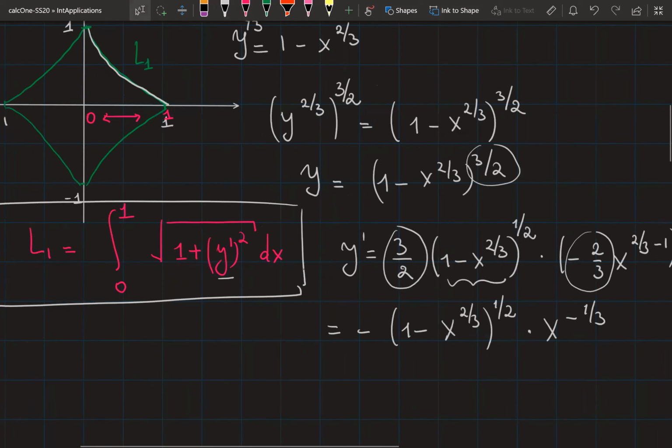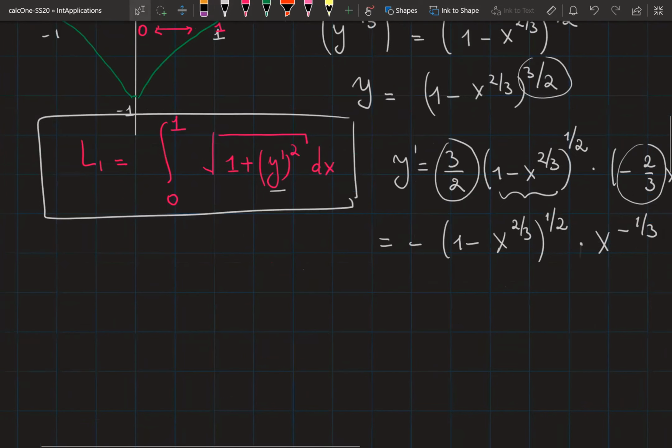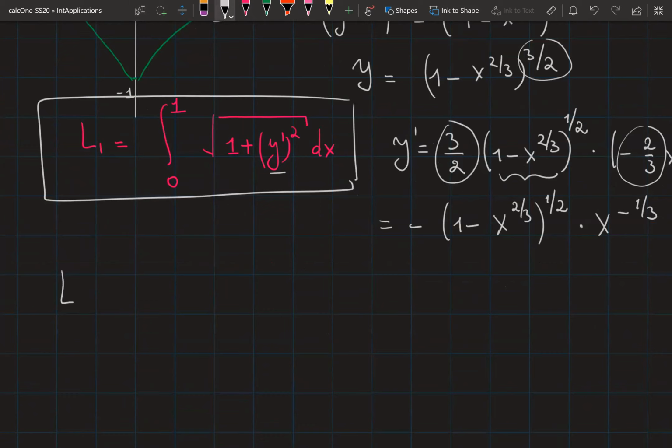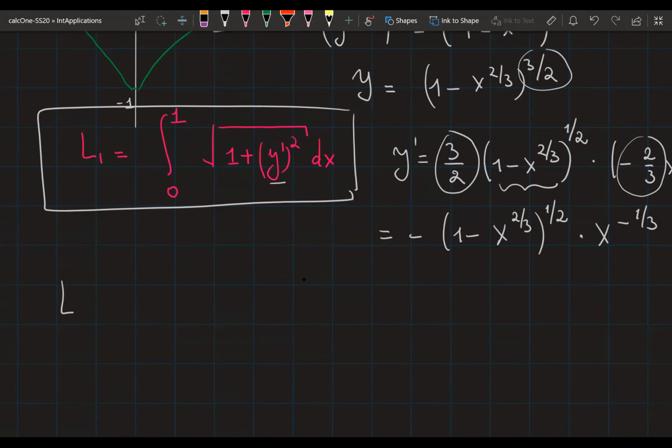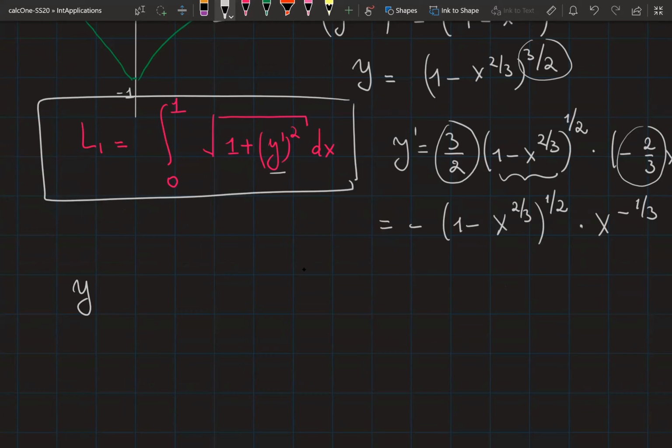We just need to plug this into the formula of the arc length. So the arc length L1 is going to be... I think it's better for us to first find y prime squared. So let's find y prime squared. If you square each of these terms, what you get is plus 1 instead of minus 1, right? Times 1 minus x to the power of 2 over 3, to the power of simply 1, right?